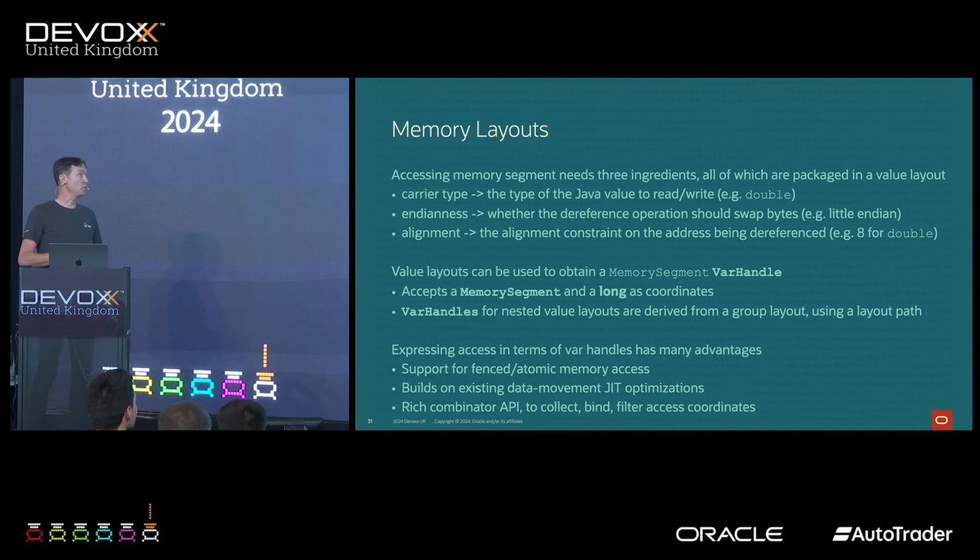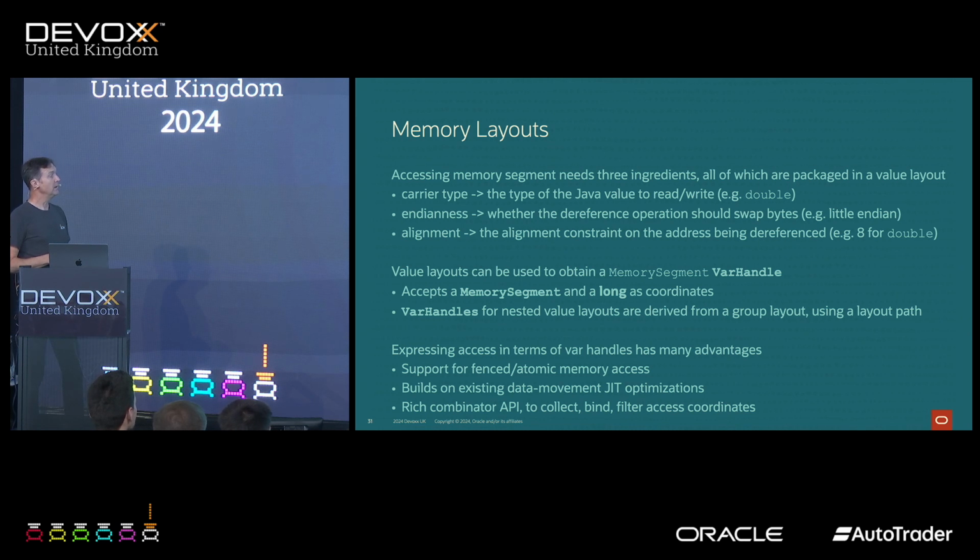Okay, so what can we do with these memory layouts? Well, we can query a layout and get something called a var handle. A var handle should be thought of as an accessor. And that accessor takes a memory segment and an offset. And then you can do things. For example, if you have a var handle for an int, you can access that as an int with said endianness and enforcing alignment constraints for atomic operations.